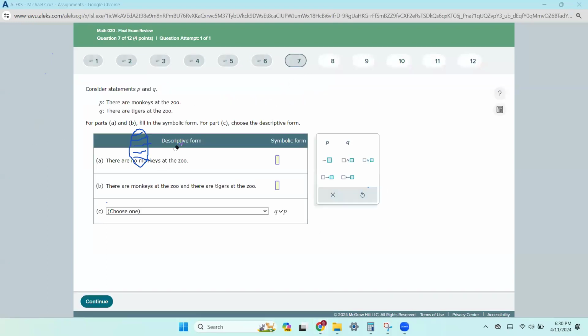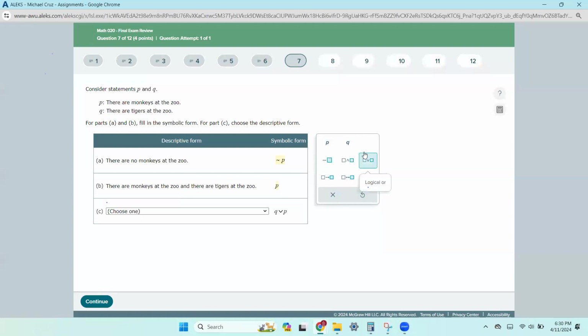All right, so this is the truth table. The good thing about this is it's just the basic ones for this class, and then in 120, of course, they're going to be a little bit more advanced. P is there are monkeys at the zoo. Q is there are tigers at the zoo. There are no monkeys at the zoo, so that's the negation of monkeys at the zoo.